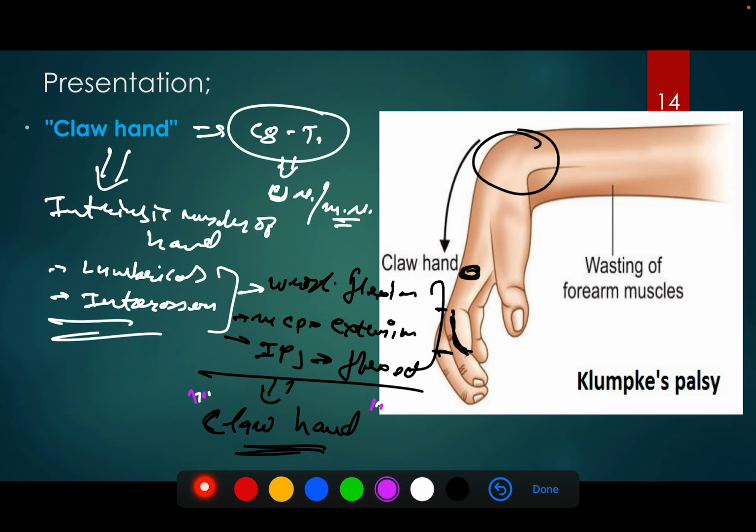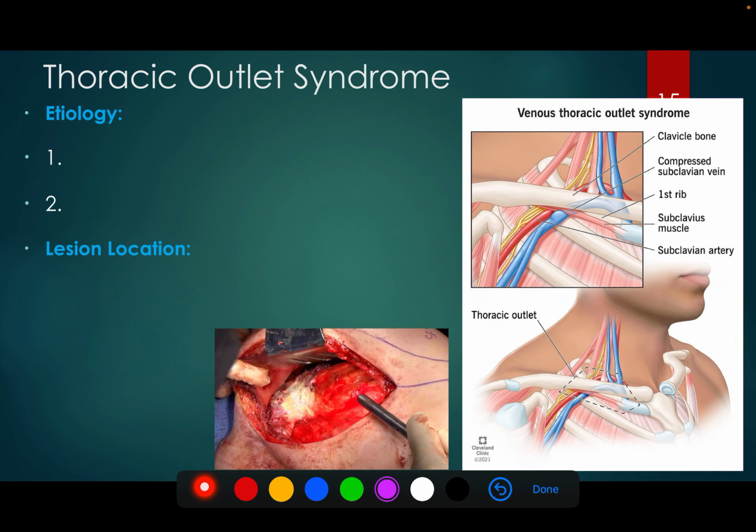Claw hand is the presentation in case of what? The Klumpke's palsy. Plus here the patient may have pain over the 4th and 5th digit, right? Like if you have the Pancoast tumor, yes or no? Because the 4th and 5th digit are supplied by the ulnar nerve, right? So we should remember pain over this 4th and 5th digit. Is that okay? So these are the presentations of the Klumpke's palsy.